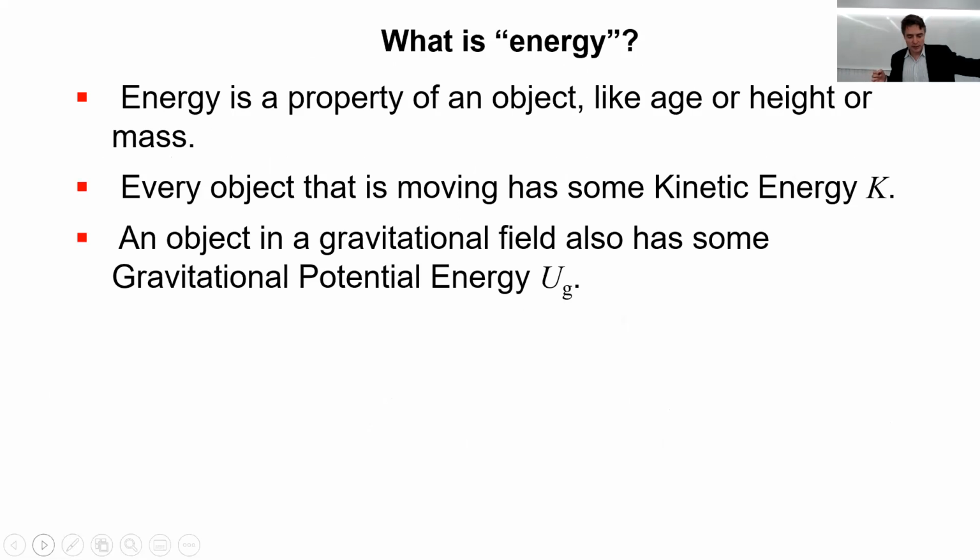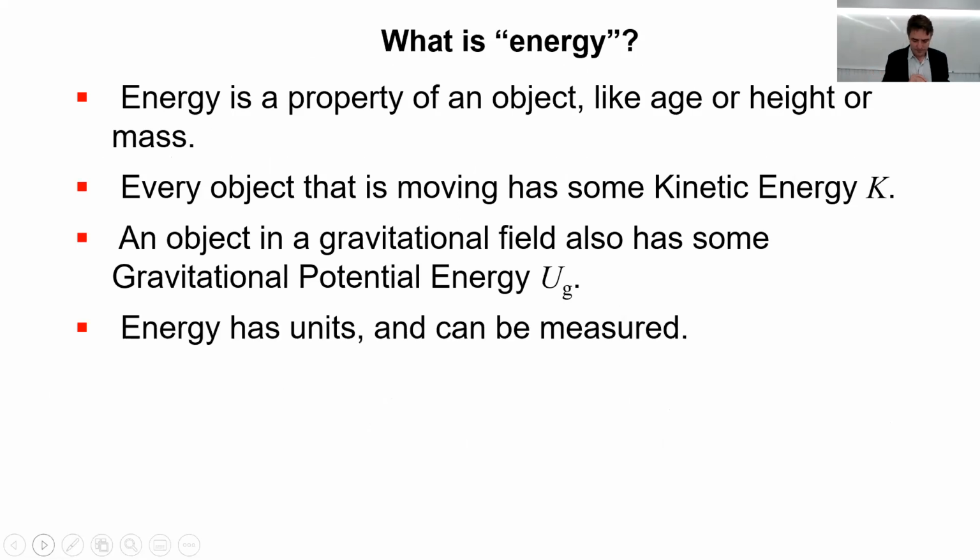Also, an object that's in a gravitational field, you could say has some gravitational potential energy. We call that U. Energy has units and can be measured. The units are called SI units. They're called joules. They have their own special name.